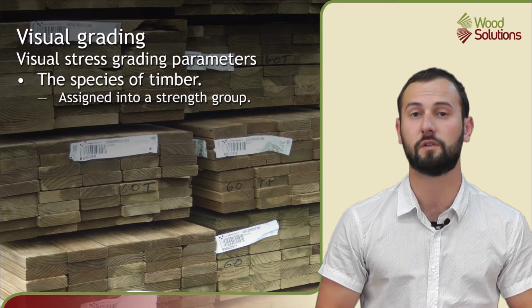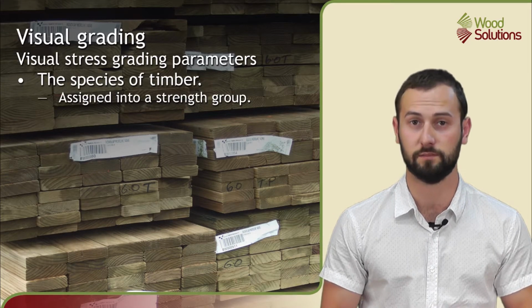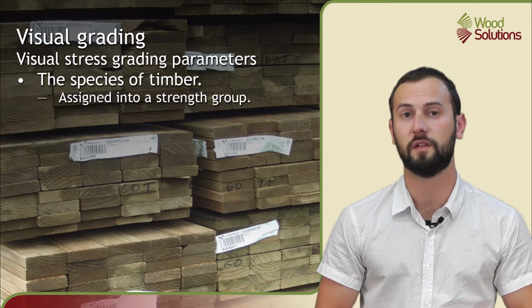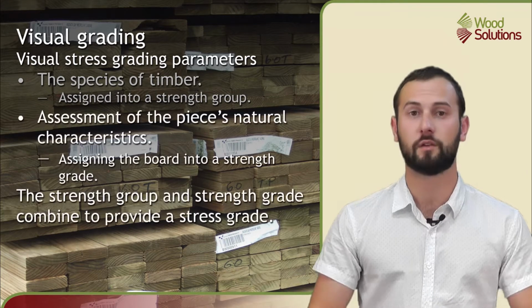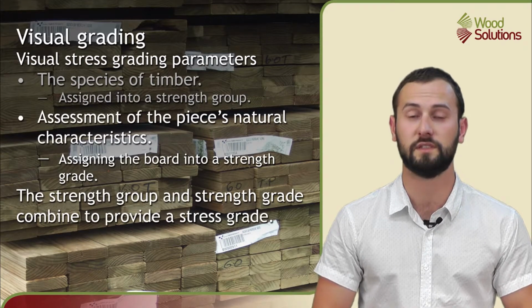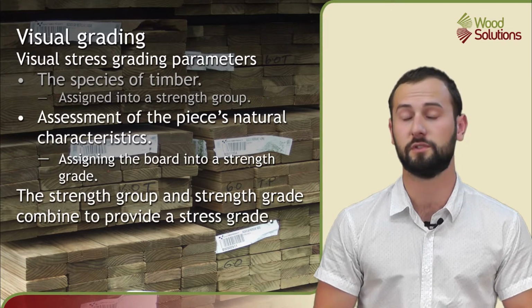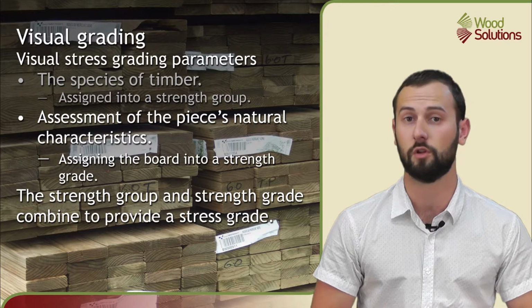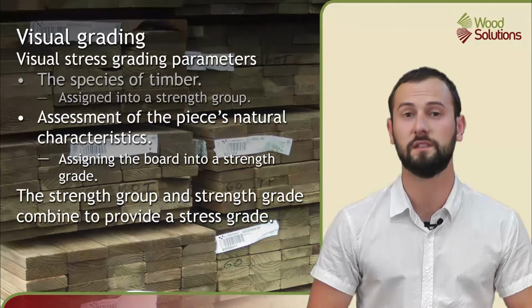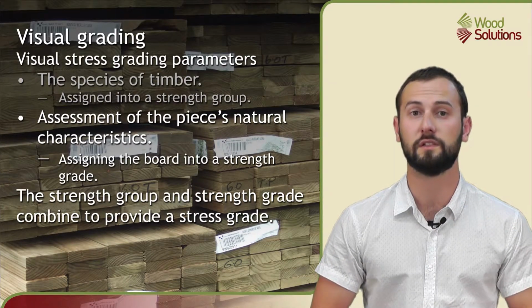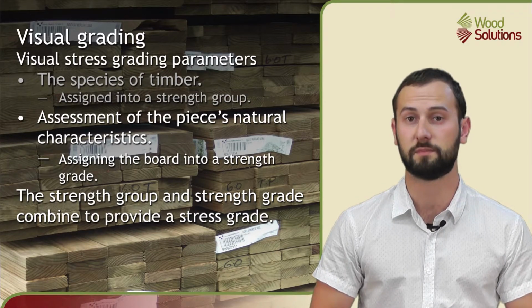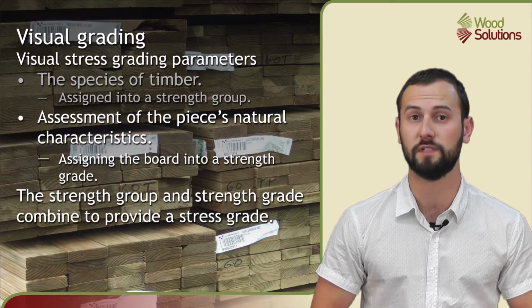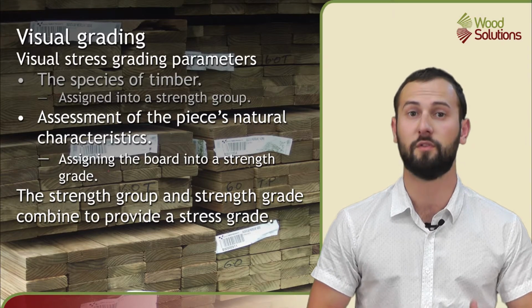Trained graders visually grade timber to the F-grade system. The species of timber is determined and standards assign this to a strength group. The grader then assesses the natural characteristics in the piece, looking for strength reducing features such as knots and sloping grain. Taking these into consideration, the grader assigns a strength grade to the board. The strength group of the species and strength grade of the board are then combined to provide a stress grade for the piece.